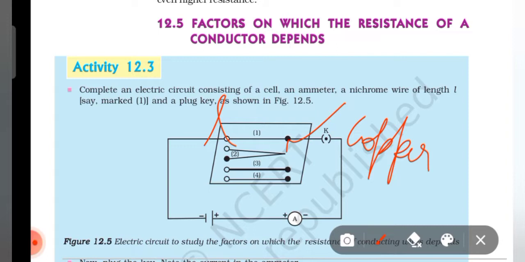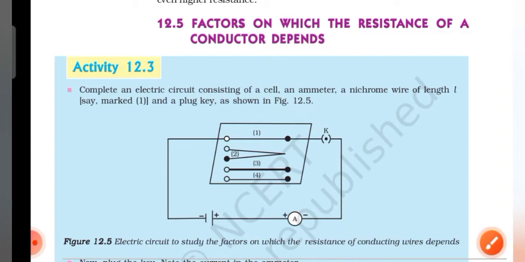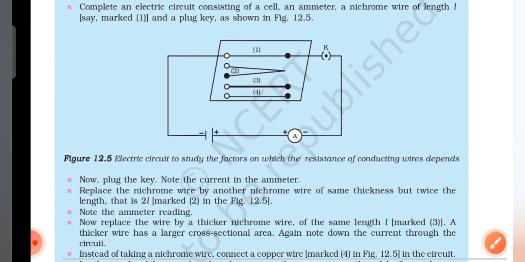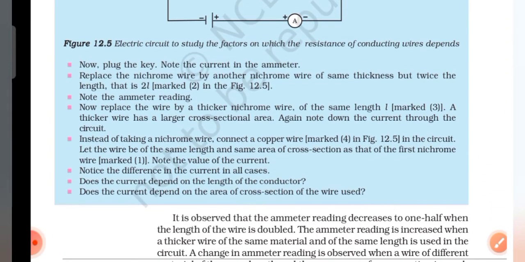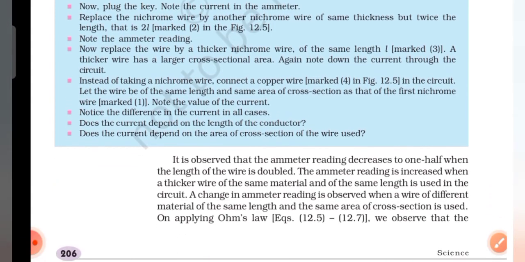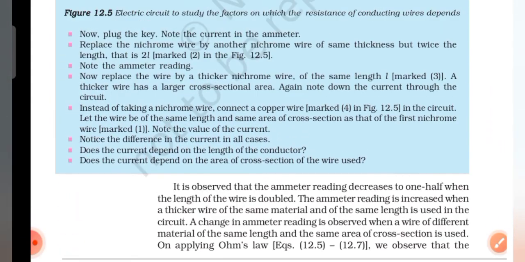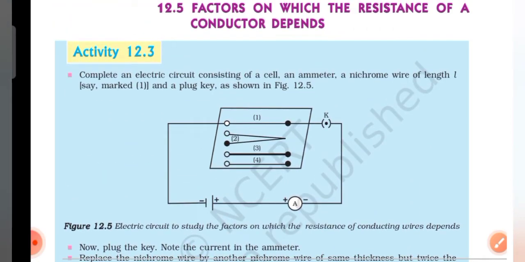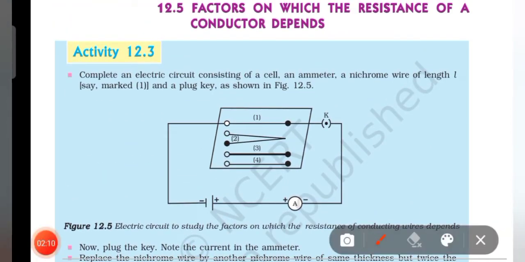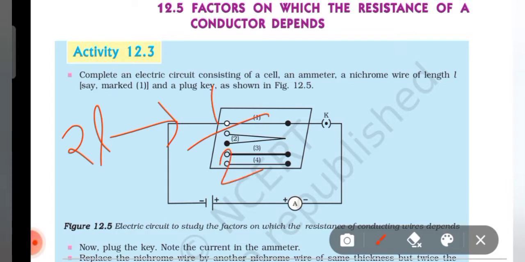Then you have to note the difference in the current in all the cases. All the 4-5 readings that you have taken, you have to note the difference in all the cases. Now you will observe that the ammeter reading decreases to 1/2 when the length of the wire is doubled. You have to remember this.